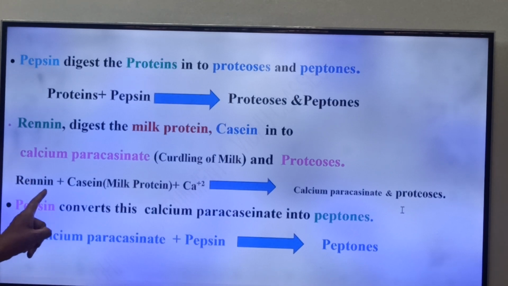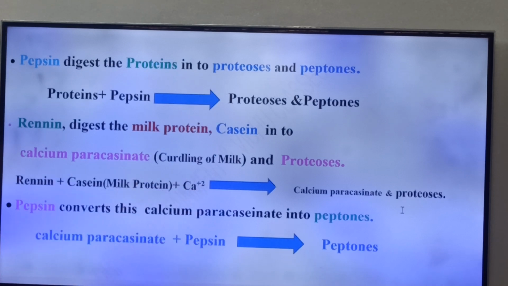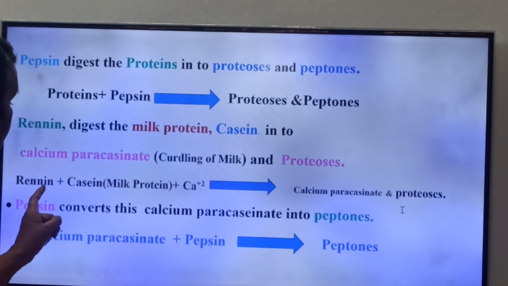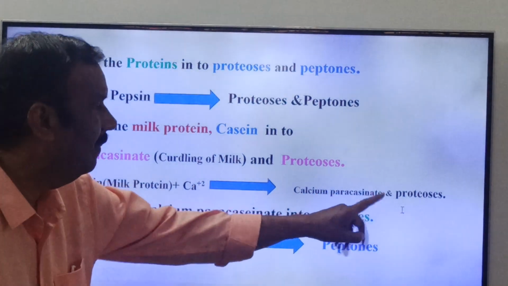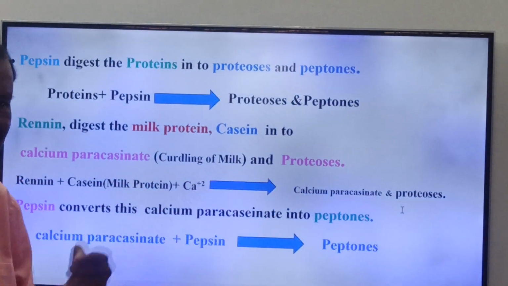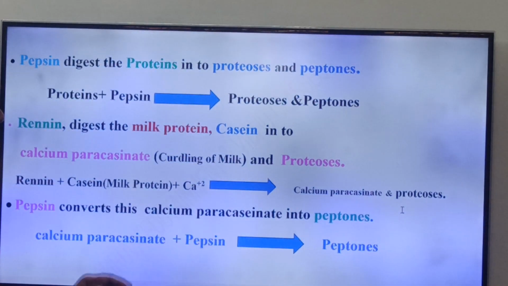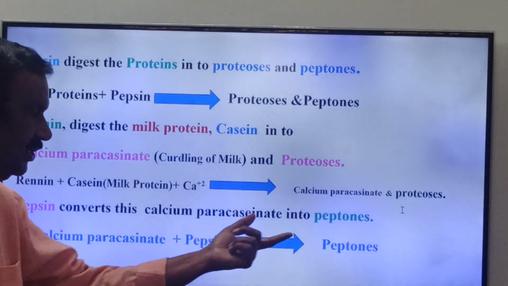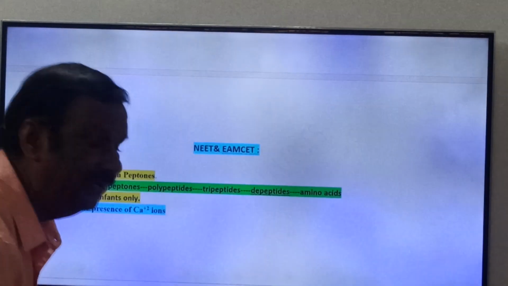Renin plus casein. This is important for NEET and EAMCET. Which enzyme acts in the presence of calcium ions? That is renin. Renin, in the presence of calcium ions, converts the casein, the milk protein, into calcium paracaseinate and proteoses. This calcium paracaseinate, in the presence of pepsin, which we already have, is converted into peptones. Calcium paracaseinate plus pepsin gives rise to peptones. This is about the digestion of proteins in the stomach.